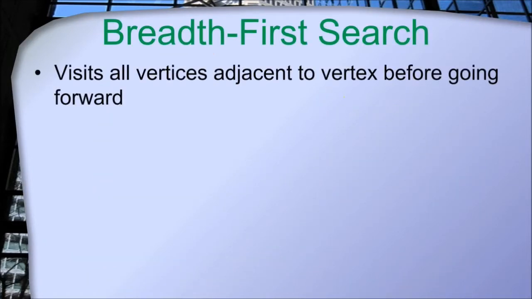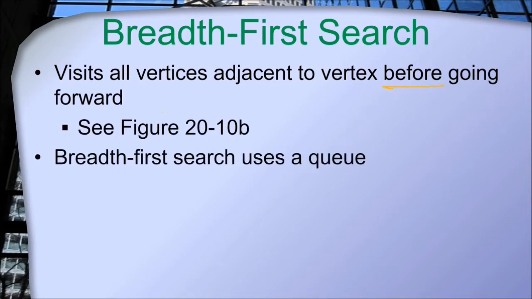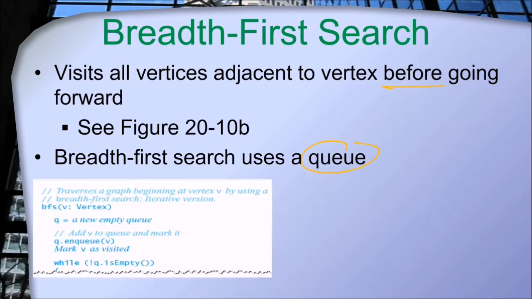What about the breadth first search? We have just seen breadth first search. It visits all the vertices adjacent to vertex before going forward. We have just seen it. So in that figure, breadth first search uses Q, and the depth first search uses stack. This is how it is done. We traverse a graph beginning with, say, vertex V by using a breadth first search.